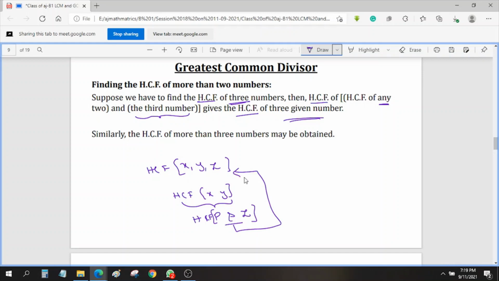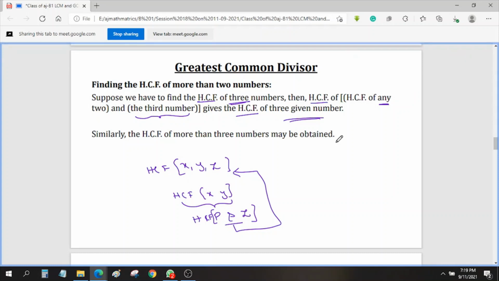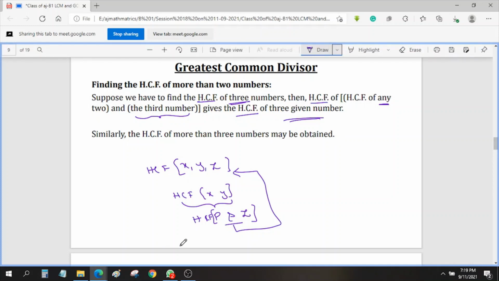With examples you can easily understand. So if you want to find the HCF of more than two numbers, first we find the HCF of any two numbers, then combine with the other one. I hope I am clear with this so far.